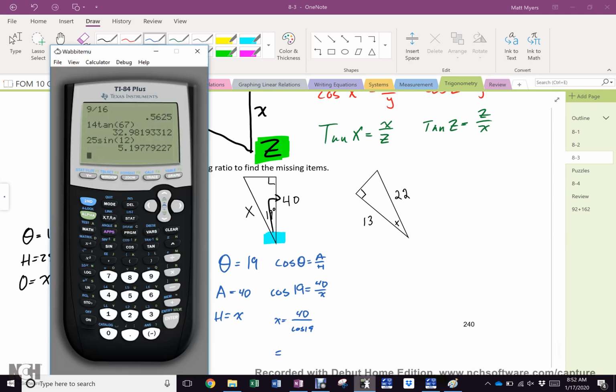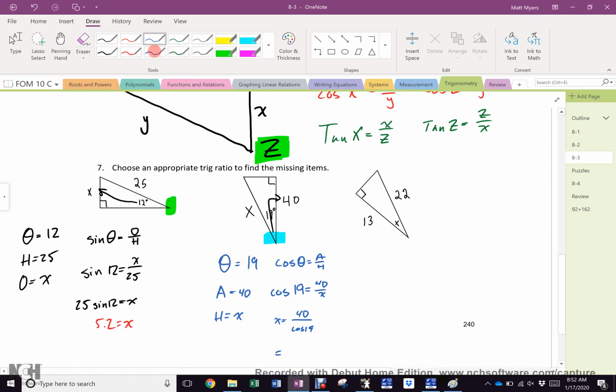Does that make sense? Is 42 longer than 40? Because it's the hypotenuse, yes? And since this is only 19 degrees, this can't be very long, right? So this can't be much longer than 40. And is 42 much longer than 40? So we're probably right. What did you say it was? 42.3?